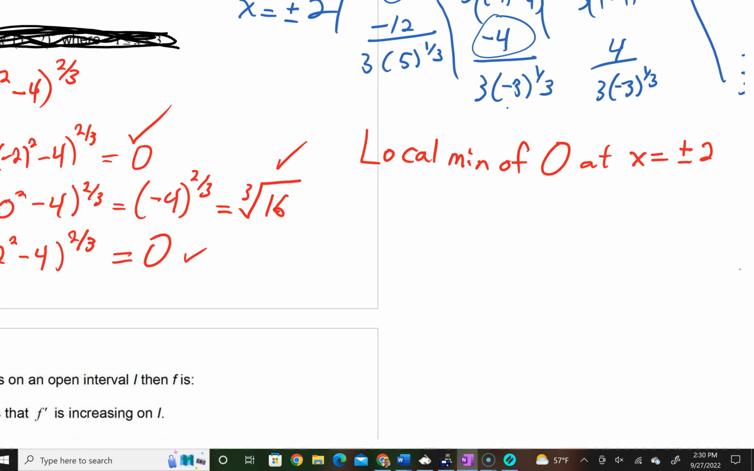That's so important, I'm going to say it again. When you're talking about absolute min value or minimum values, maximum values, always, always, always, those are y values.